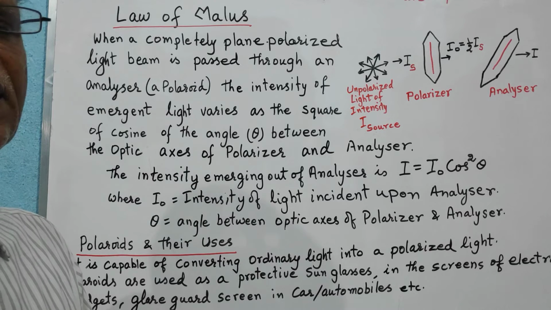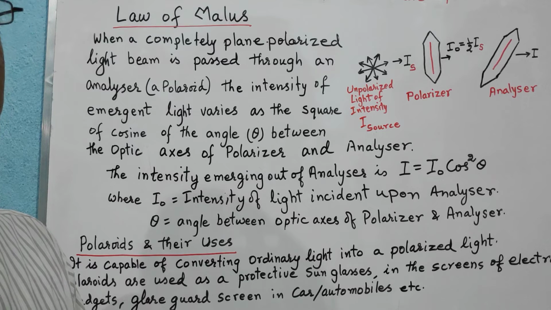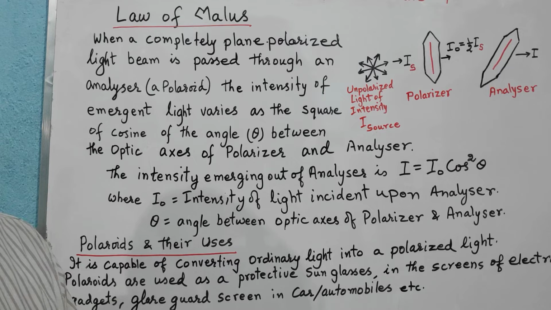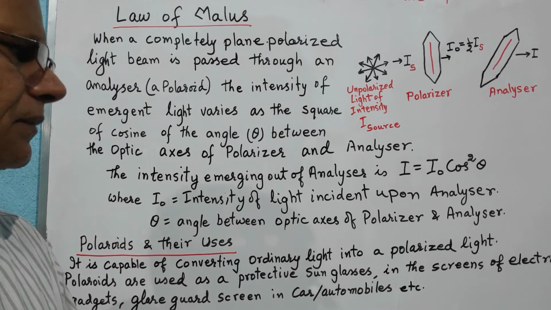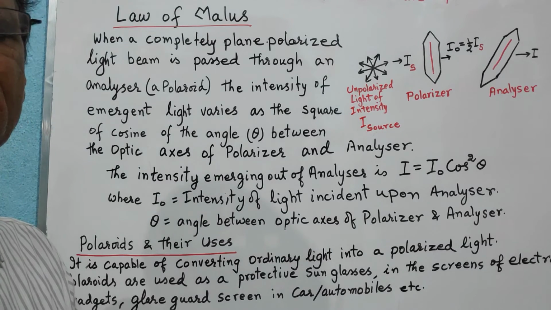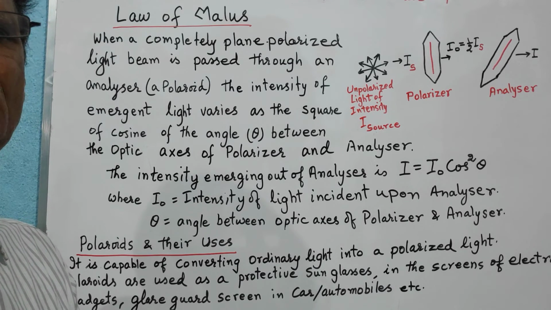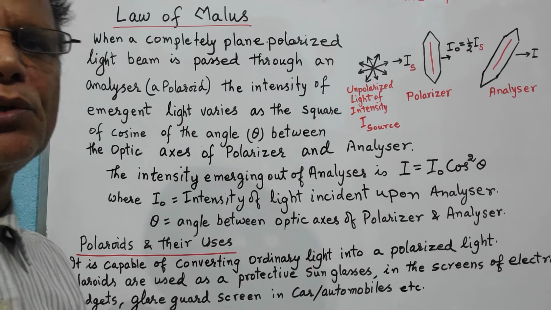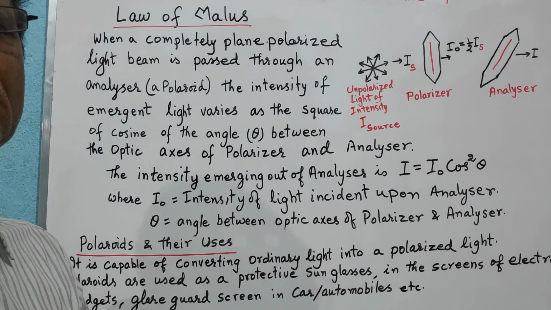It is also used in the screens of automobiles, the cars, etc., which protects our eyes from the glare coming from vehicles on the opposite side in front of the car. And polaroids are also used in the screens of electronic gadgets, mobiles, etc., wherever we need the light to be controlled, and that screen is usually a polarized glass.